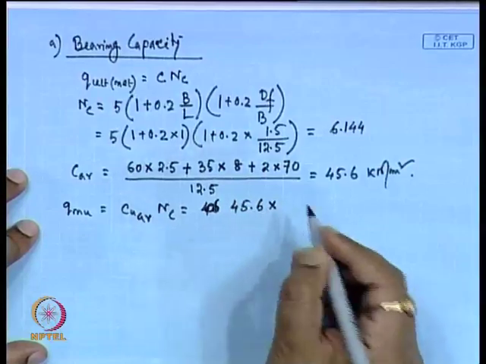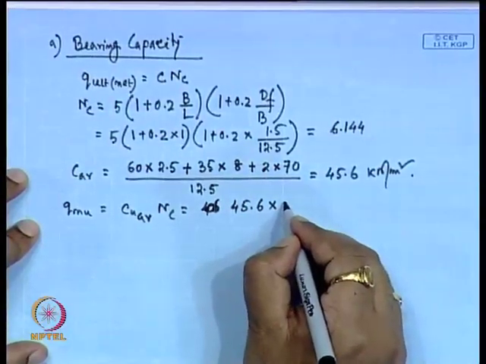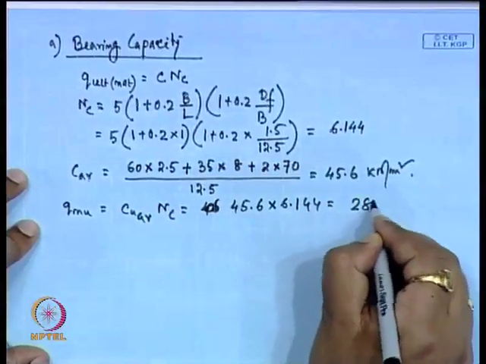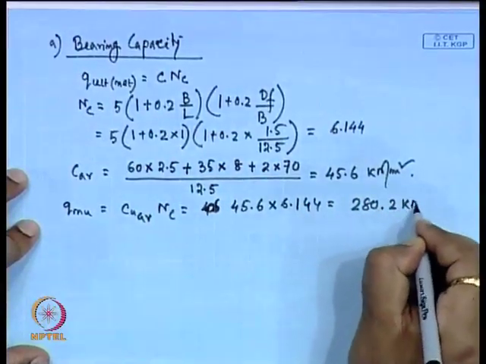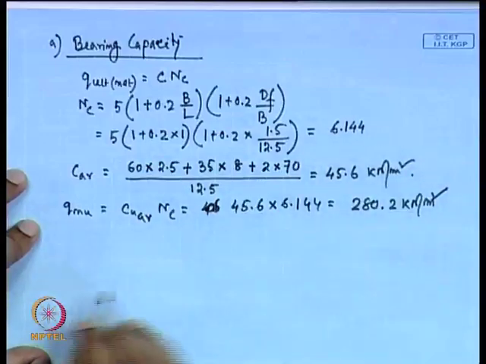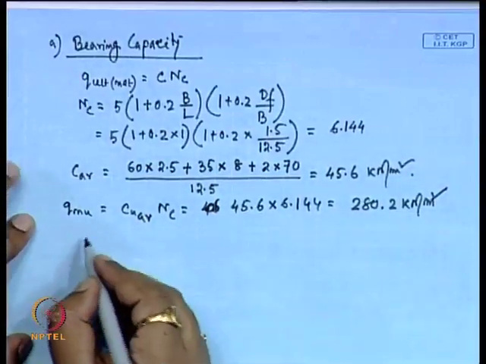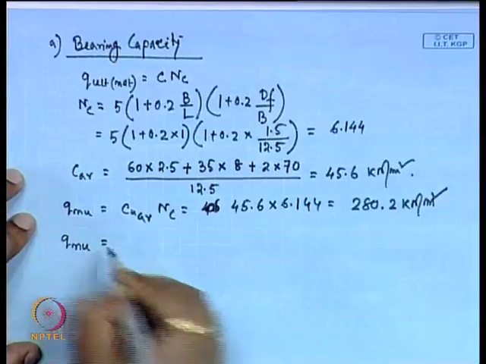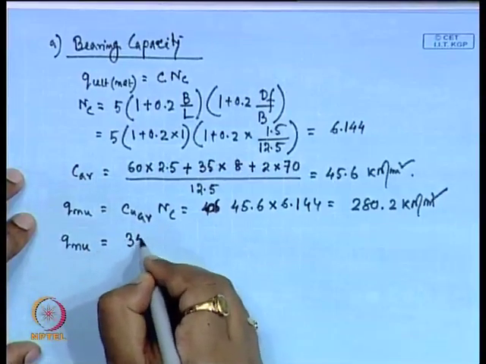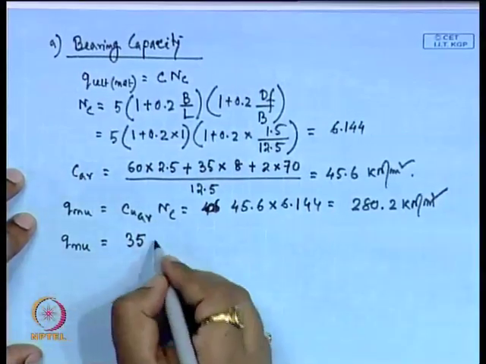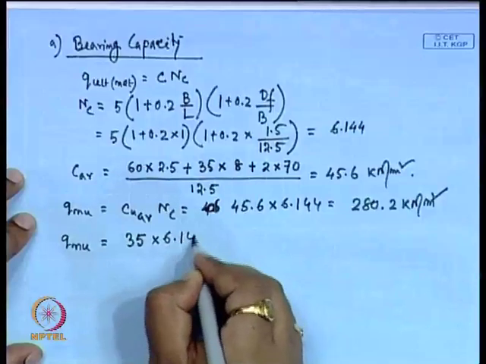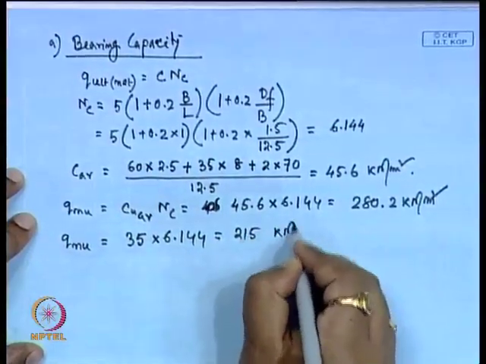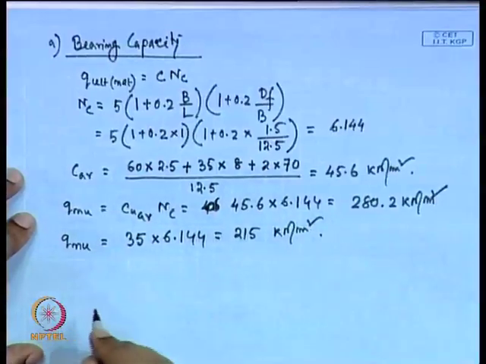45.6 into 6.144, so this is 280.2 kilonewton per meter square. In the second method, we are taking only the minimum C U. In that case, this will be 35, because the minimum C U is 35, into 6.144. So this is 215 kilonewton per meter square.